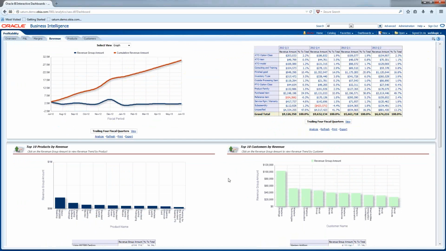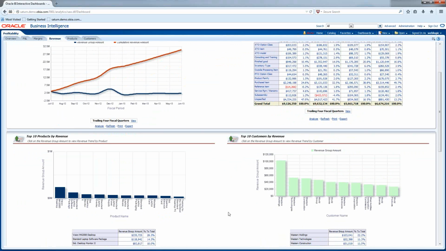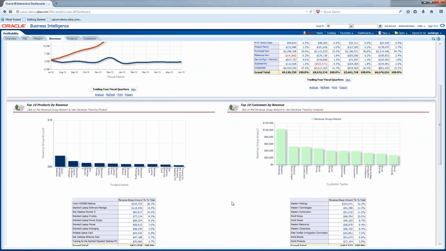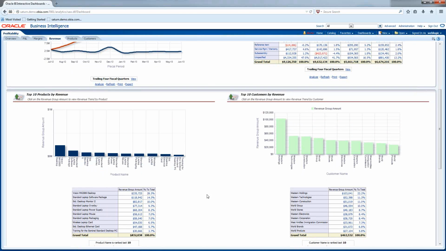Moving down, we're looking at, again, the top 10 products by revenue category, both on a pivot table and a graphical display. Off to the right, we look at our top 10 customers by revenue.